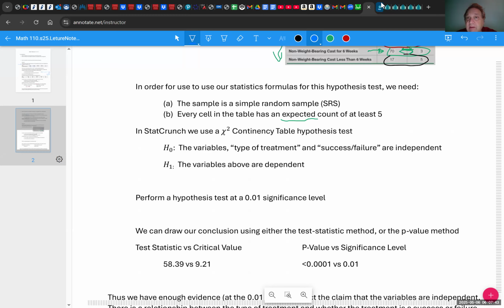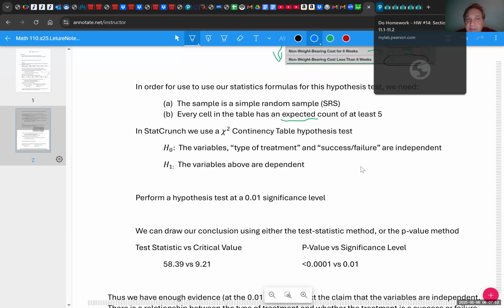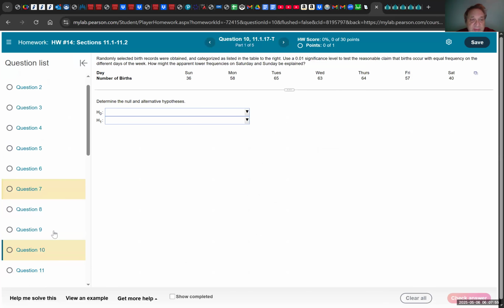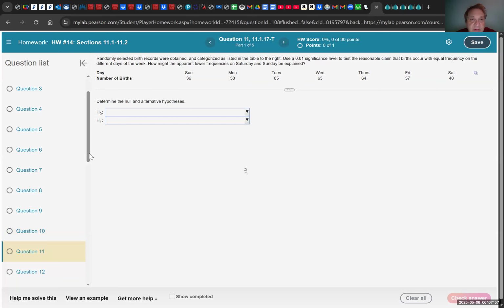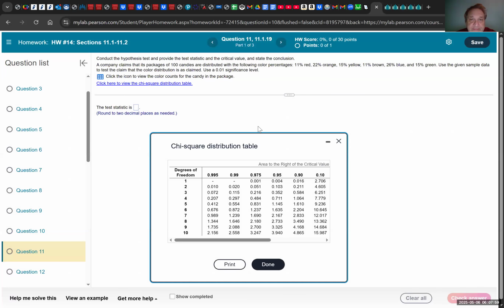And we can look up the same critical value using the degrees of freedom and the 0.01. I'm not sure it's going to let me do it again. Yeah, it just keeps jumping around. Let's see, go to this one here. Yeah, here, I can get the test this way.